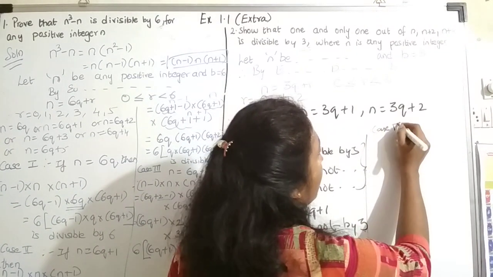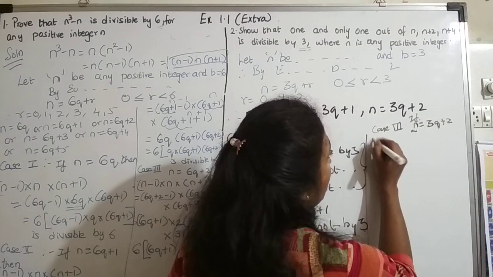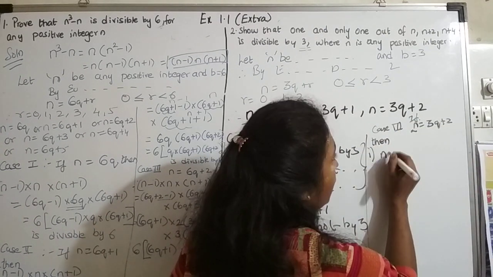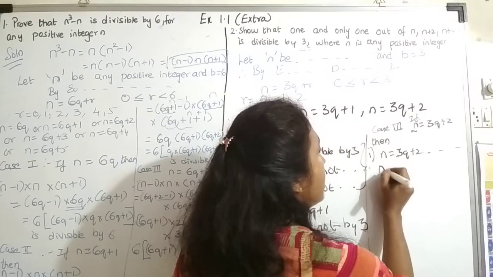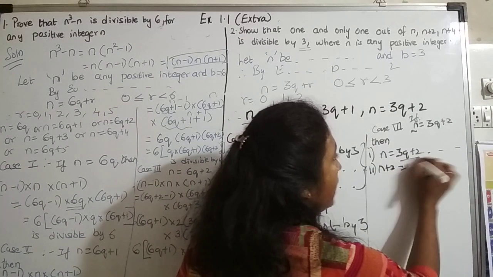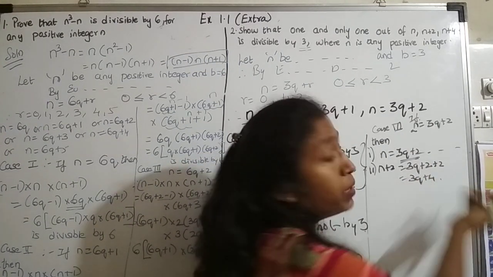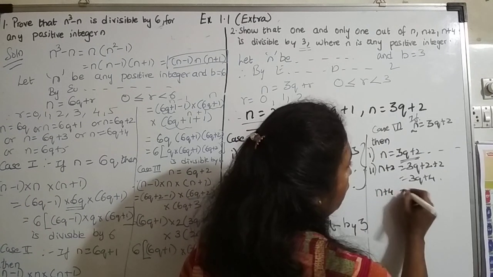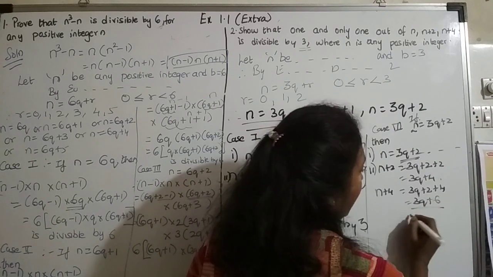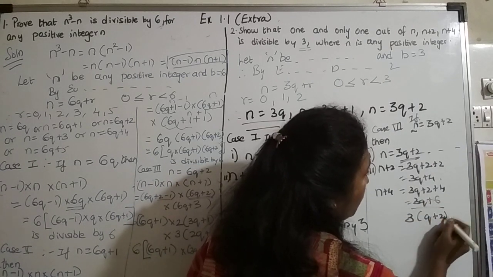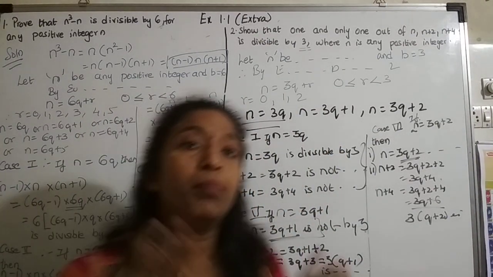Case 3, n equal to 3q plus 2. Is n divisible? No, I cannot write it in the form of 3 into something. For n plus 2, 3q plus 2 plus 2 is 3q plus 4. Is it divisible? Not divisible. For n plus 4, 3q plus 2 plus 4 gives 3q plus 6, and now it is divisible because you can write 3 into (q plus 2). So in each case, only one number is divisible by 3.